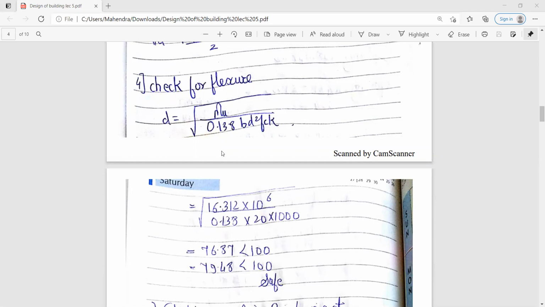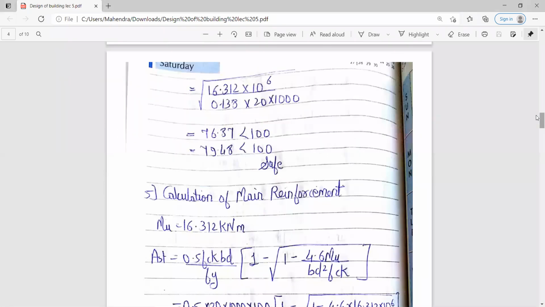Then after that, you need to calculate the value for D, depth. So depth calculate करने के बाद में आपको value मिलती है 76.87. So that is less than the value that you had calculated above in the very previous step, that is 100. So your design is safe over here. Then you need to calculate the main reinforcement. Yes, Anis, you have to repeat the same steps that were done for the slab.